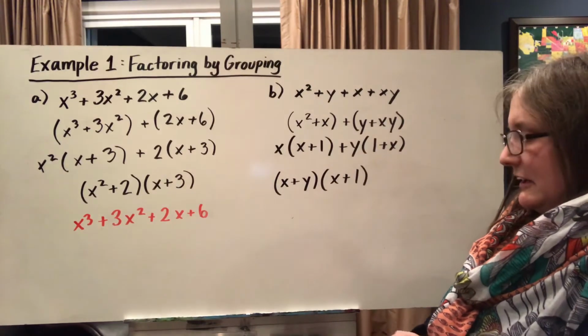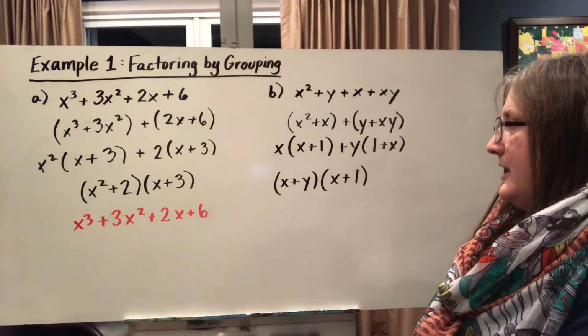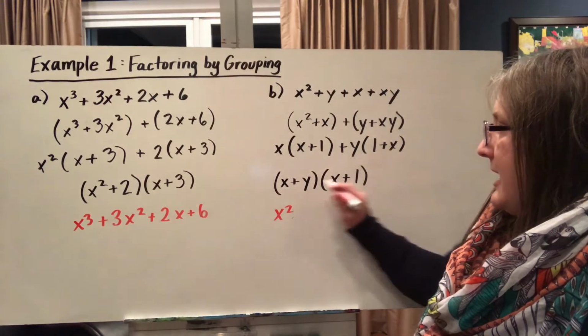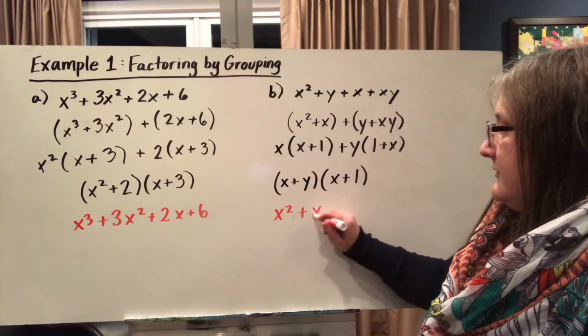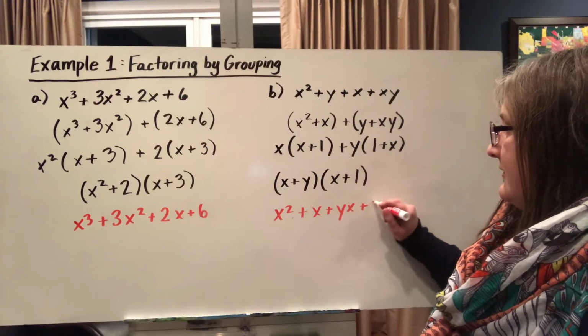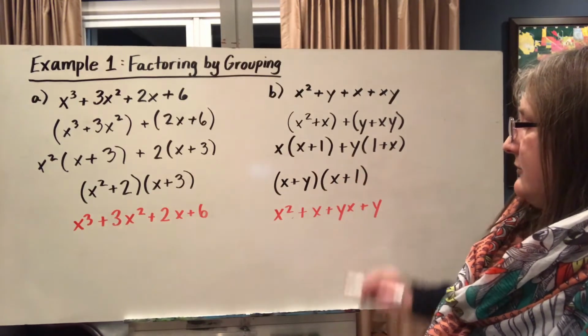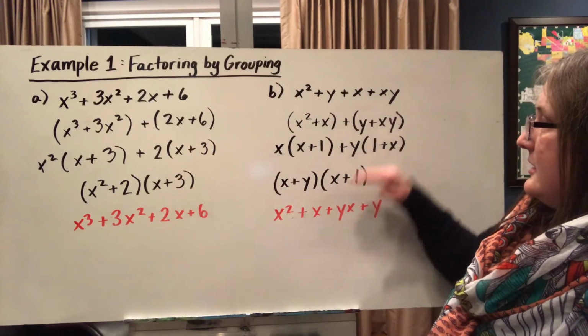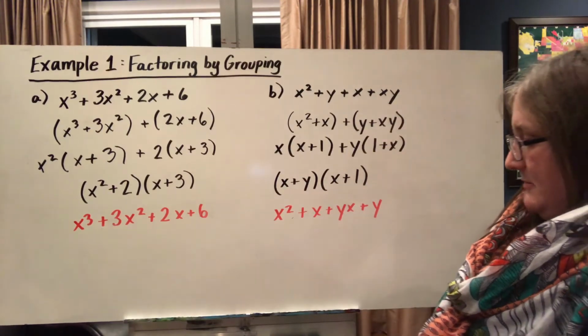And I can always check it by using my FOIL method. My first x times x is x squared. Then my outside x times 1 is x. My inside y times x is yx. And my last y times 1 is y. So even though it's in a different order here, it's the same polynomial.